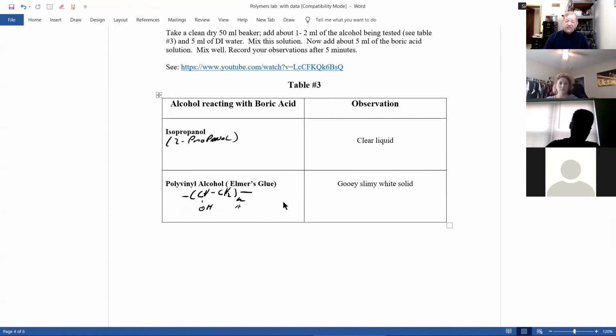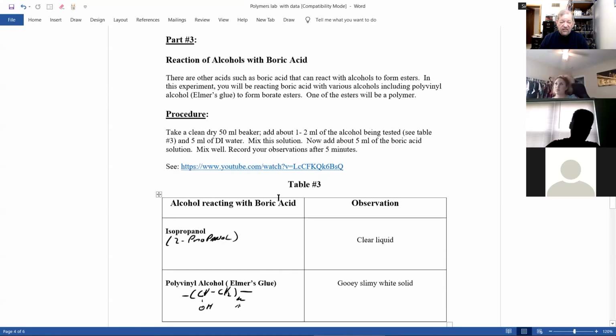Yes, there are a lot of hydroxyl groups in each of the polyvinyl alcohol in Elmer's glue, which is a mixture of polyvinyl alcohol and water. And when you mix together the isopropyl alcohol with the boric acid, it stays clear. When you do it with the polyvinyl alcohol, how do you like that scientific description? Gooey, slimy, white solid. And it's fun to do. And you can do this at home. If you want, go to wherever you get Elmer's glue, get some, and buy some 20 Mule Team borax, which you can get at any supermarket. You mix them together with water, you'll get the same reaction.